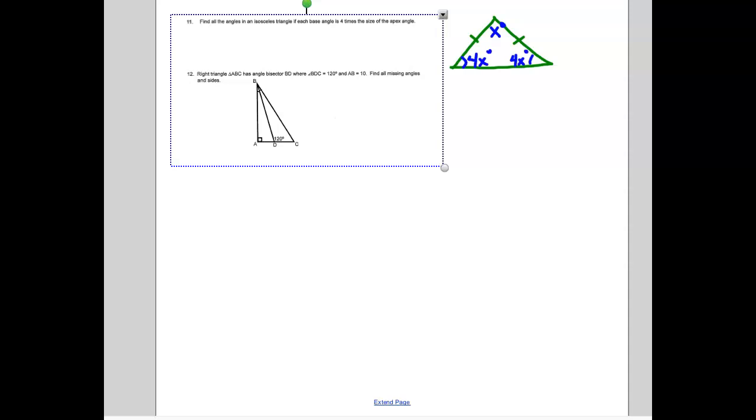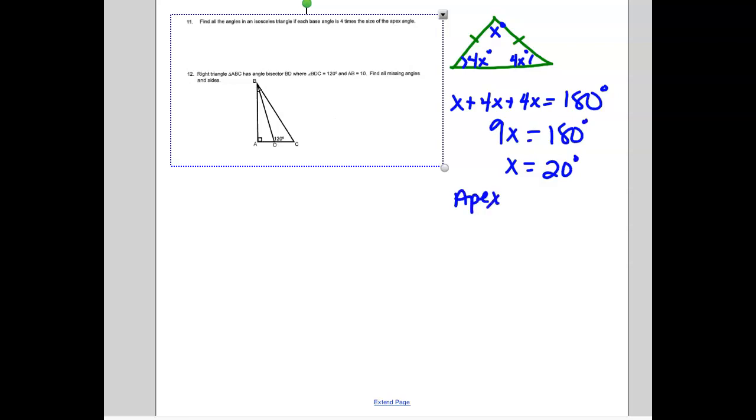And all of the angles in a triangle have to add up to 180. So if we take x plus 4x plus 4x, we should get 180 degrees. Combining all those like terms, we have 9x being 180, which means x would be 20 degrees. So my apex angle is 20 degrees, and my base angles are 4 times that, so they're both 80 degrees.